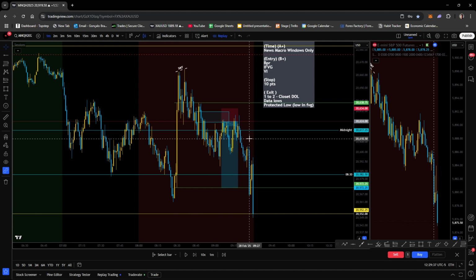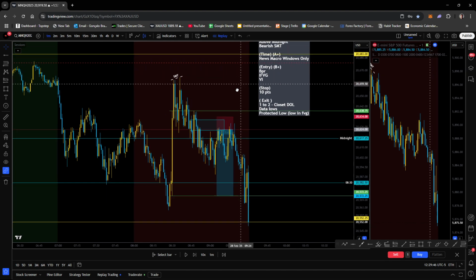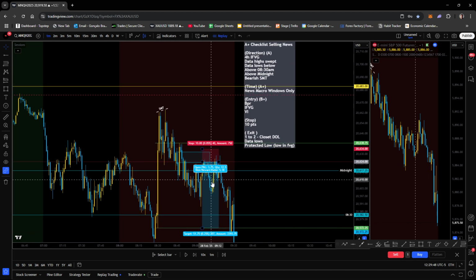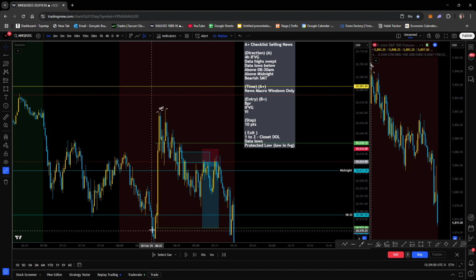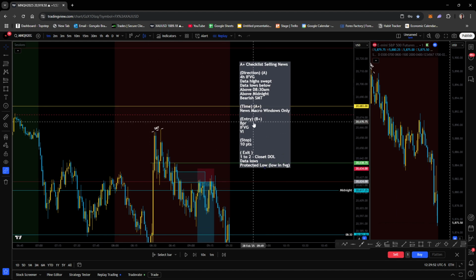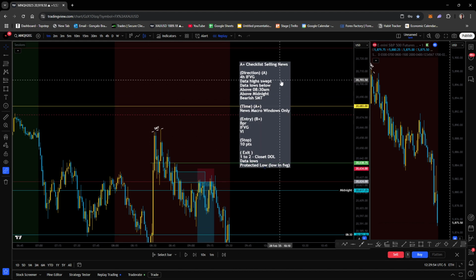What a fantastic trade. I'm going to post more updates like this. Any questions, do let me know down below. I graded this actual entry B+, the exit A+, because we've got data lows, which is also a protected low, the time frame A+, and the direction A.